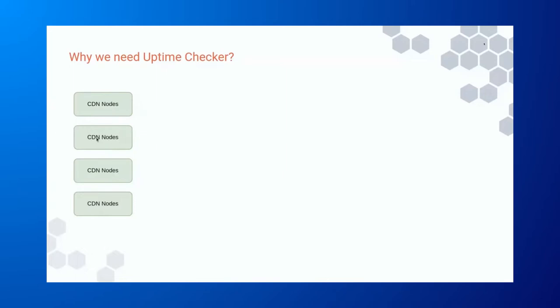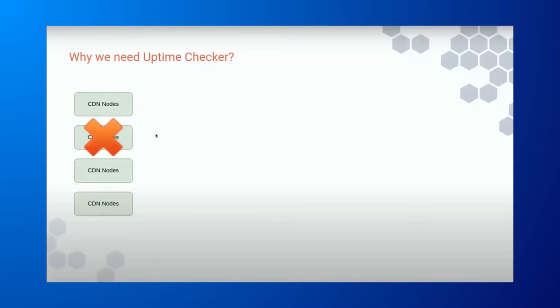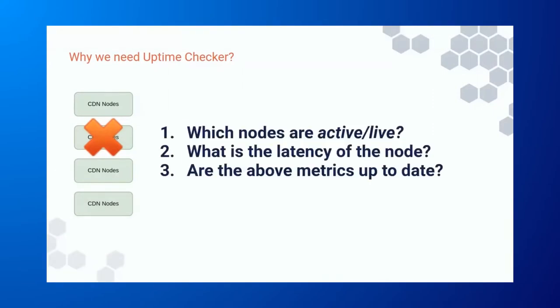But then what if one of the nodes is down? How does a user know whether a node is up or down? And, for example, what's the fastest node in the network that's near me? This is exactly what the uptime checker is for. It tells users which nodes are active or alive and what the latency of a particular node is. At the same time, are the metrics actually up to date? These are the core questions that the uptime checker is trying to answer.